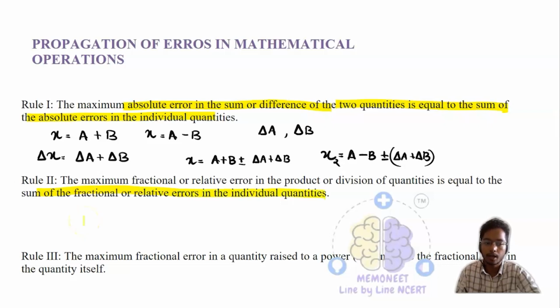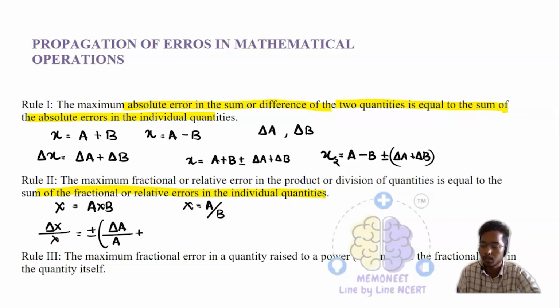We have x is equal to a into b, or x is equal to a upon b. So if we want to find the error, that is del x upon x is equal to plus or minus of del a upon a plus del b upon b. This is how we will do it in the multiplication and division type.